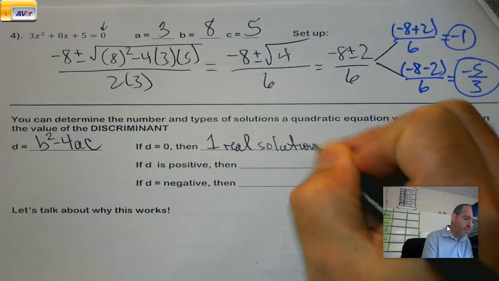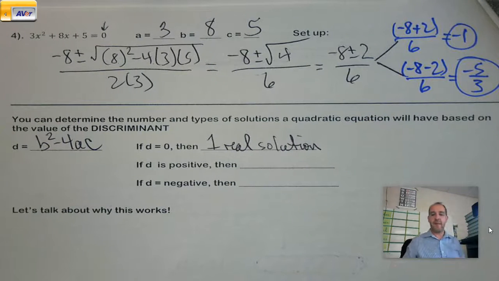I'm going to get one real solution, because if I had a parabola and I was looking at the parabola, it would hit the x-axis and bounce back up. It would be a double root. So I'm going to have one real answer.